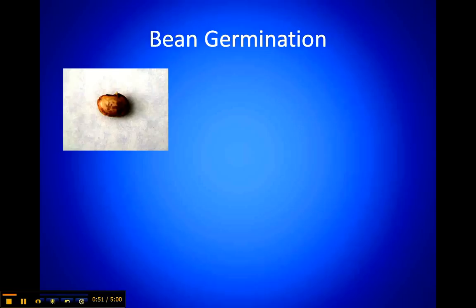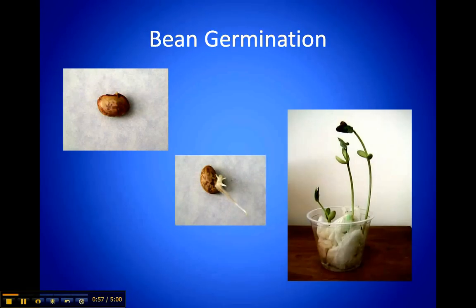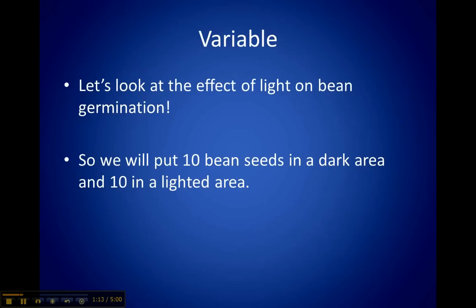Let's look at real simple bean germination. We start with the seed. The seed comes off with a radicle or a root. And eventually, the seed will also have cotyledons and then true leaves. So we've gone through the process of germinating this bean from a seed to actually a plant. And let's use this in our explanation of what a hypothesis could be.